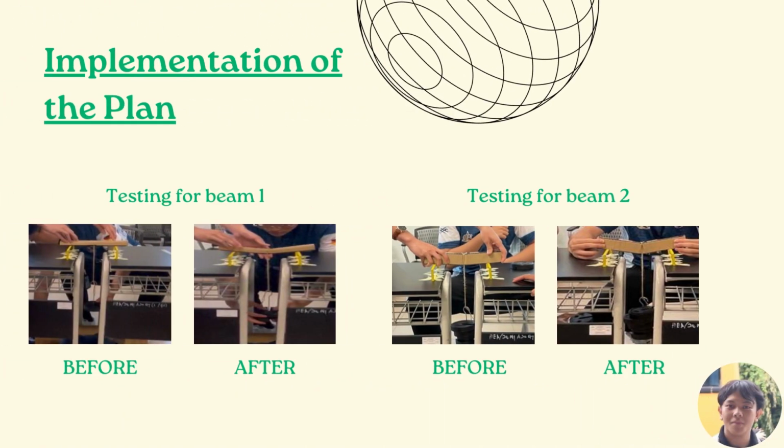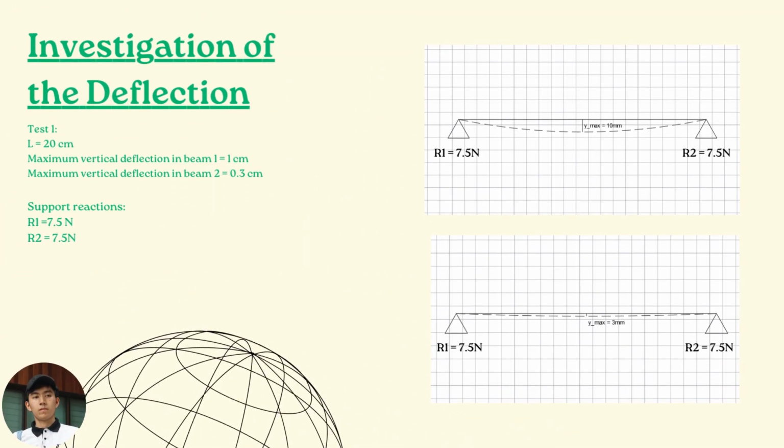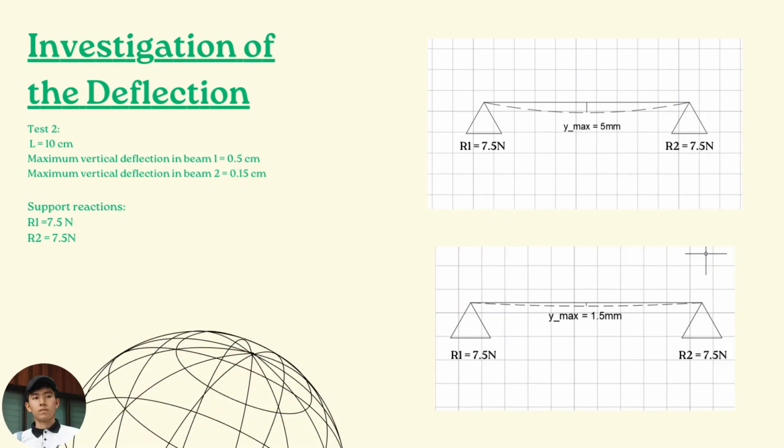Implementation of the plan. Here you can see the before and after pictures of the testing for each beam supports. For test 2, the length is 10 cm. So the maximum vertical deflection that we get for beam 1 is 0.5 cm and beam 2 is 0.15 cm. The support reaction is the same for R1 and R2, which is 7.5 Newton.